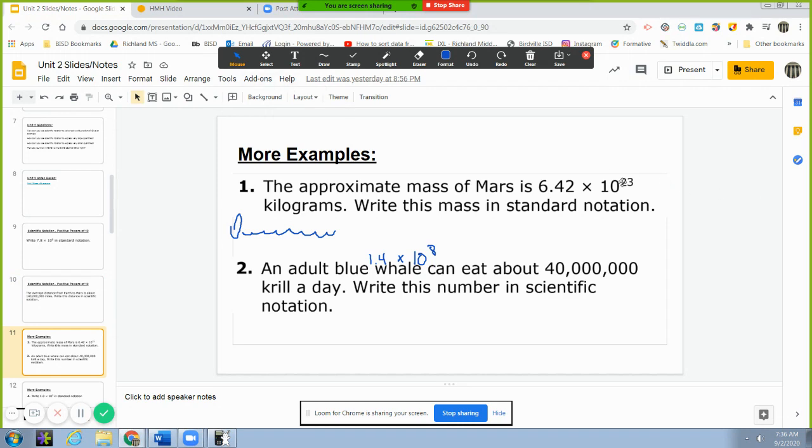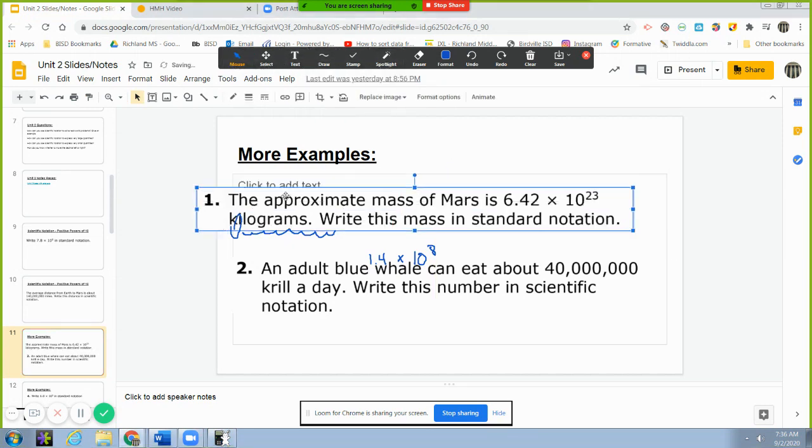Okay, let's look at another one. Well, this is a big one. 23 digits, not zeros, it's digits. A lot of the kids get mixed up and think it's zeros. Oh, we don't want to do that. We want to erase. Anyway, let's do this one.